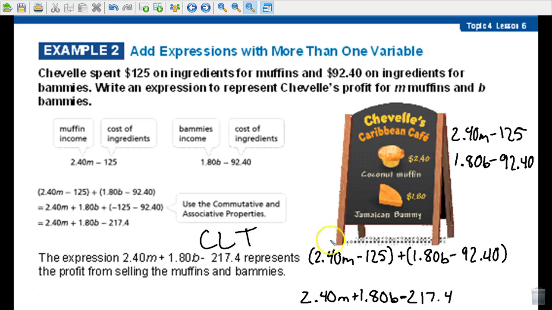If I was multiplying, it'd be a way bigger number, first off. Second off, it would turn positive because two negatives. But we are adding. Okay? I don't have any like terms to combine. Therefore, I'm done. This is to find the profit off this menu. Okay?